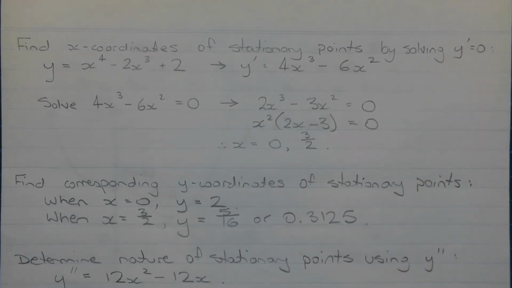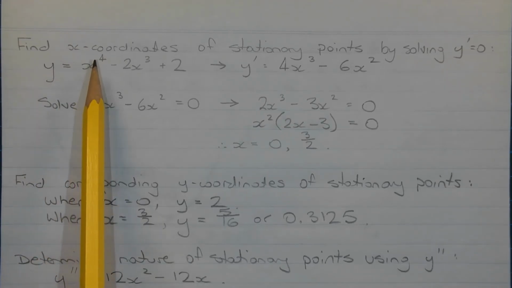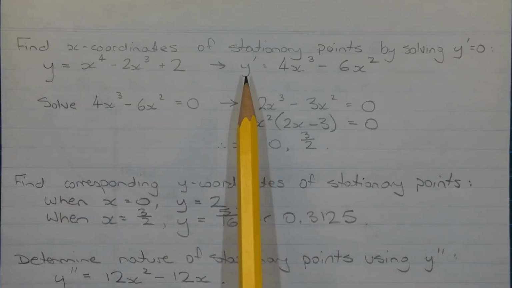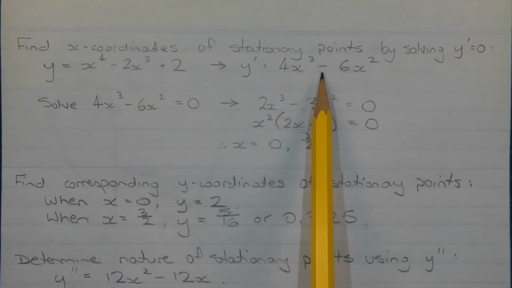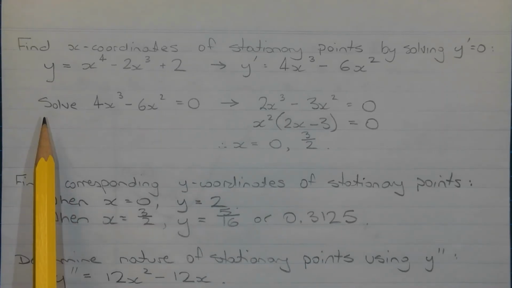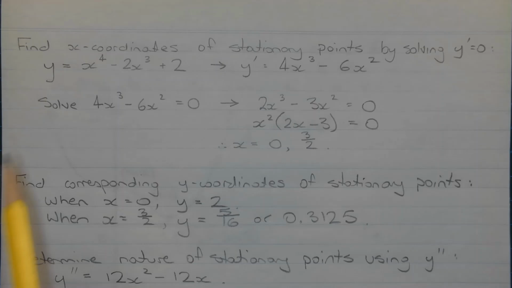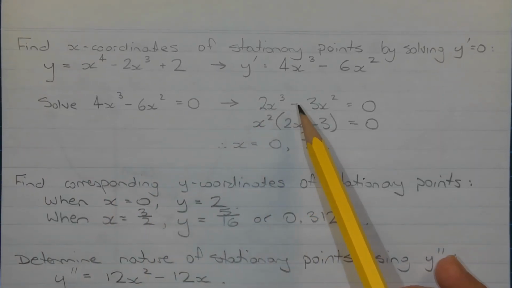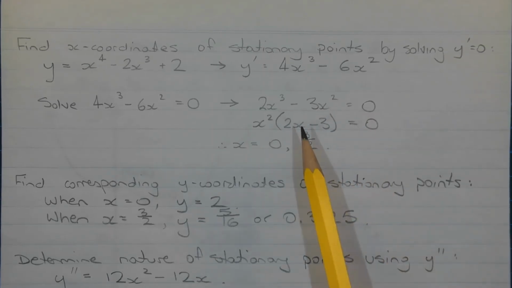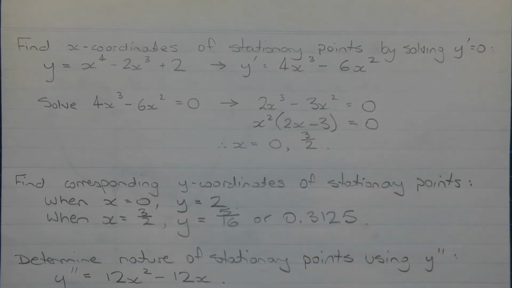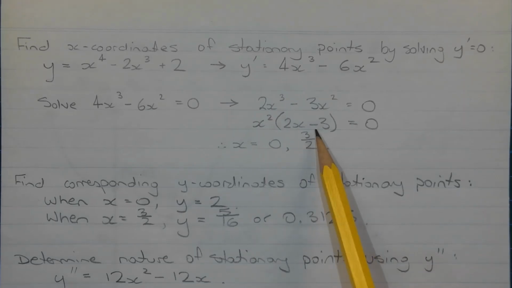the first derivative. Now it's given that y is equal to x to the power of 4 minus 2x cubed plus 2. So differentiating y with respect to x, we get y dash is equal to 4x cubed minus 6x squared. So we want to solve for x, 4x cubed minus 6x squared equals 0. Dividing all terms by 2 to simplify the equation somewhat, we get 2x cubed minus 3x squared equals 0. Factorising out x squared from both terms on the left-hand side, we get x squared times 2x minus 3 in brackets equals 0. Therefore, x is equal to 0 or 3 over 2.